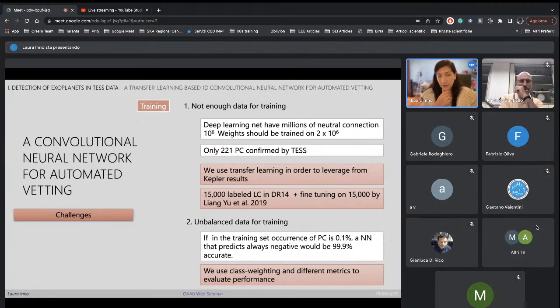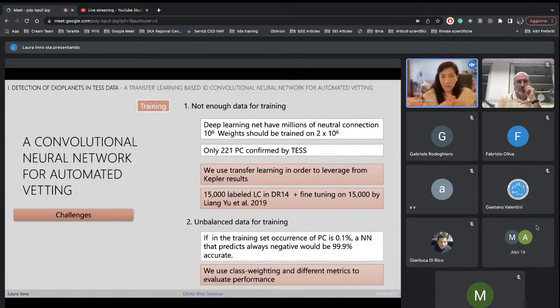Then another problem that you usually face in astronomy is that the class of objects in which you are interested usually has a low occurrence rate with respect to all the possible false positives. So let's say if we assume that planet candidates are 0.1% of the total data sample, then if your net predicts always negative, it will be 99.9% accurate. But then it will not give you any useful prediction, right? So this is why accuracy is not a good metric to evaluate the performance of a neural network.